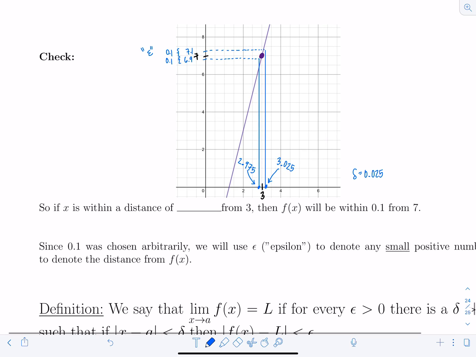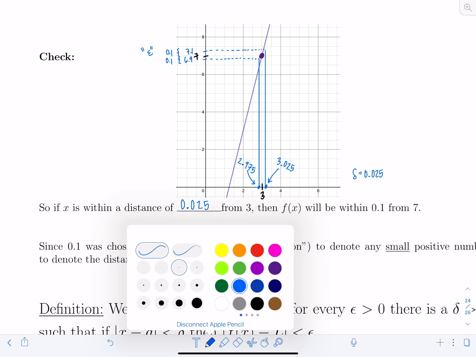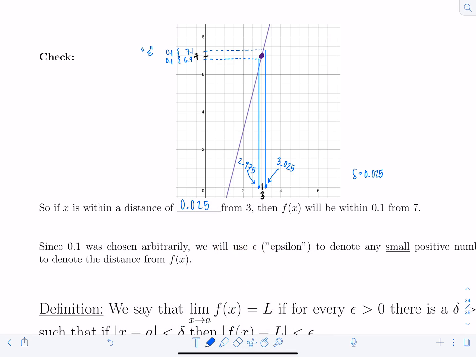Okay, so we can summarize that graphically we've confirmed if x is within a distance of 0.025 from 3, then f of x will be within 0.1 from 7. But who's to say we had to stick with 0.1? What if I wanted to change it to 0.01? Could I do that? What would be different? So say instead of 0.1, I made this difference 0.01, so I could only go up to 7.01 or 6.99. Could I still find a delta? Well, sure, it would just be smaller, right?